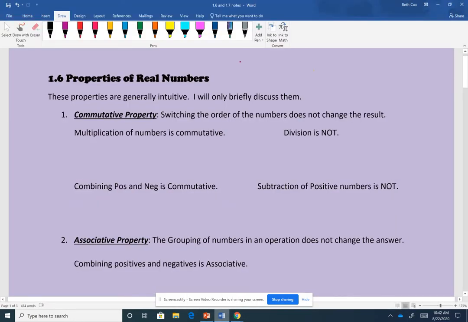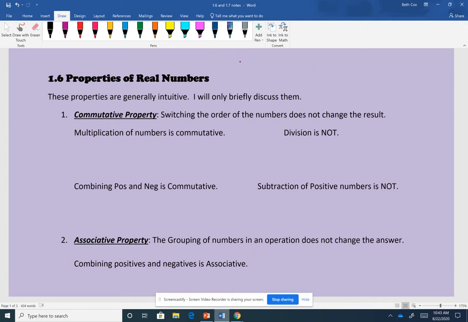Here we go. So, properties of real numbers. These are just going to be short examples of these properties, and these are generally intuitive. So, I'm just going to be brief in discussing these first four properties, and then we will move into the more popular distributive property. So, here we go. Okay.